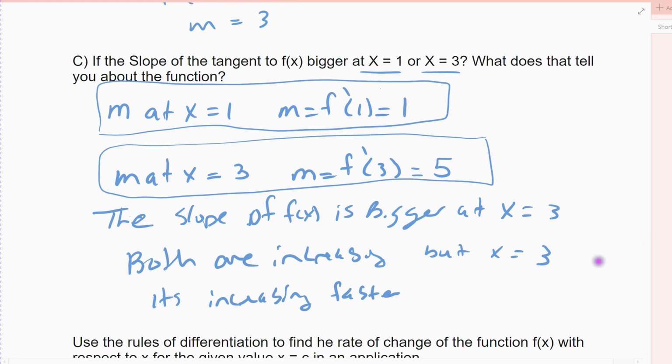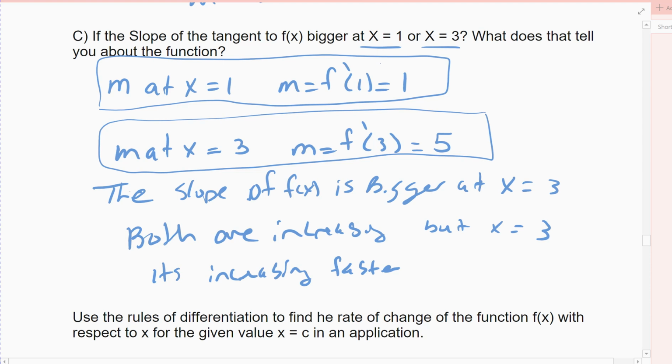We'll stop there. We'll pick up the next applications, which are going to be more general rates of change applications, in the next set of videos.